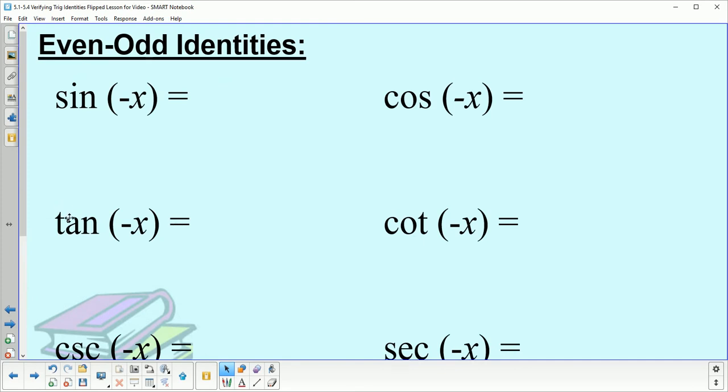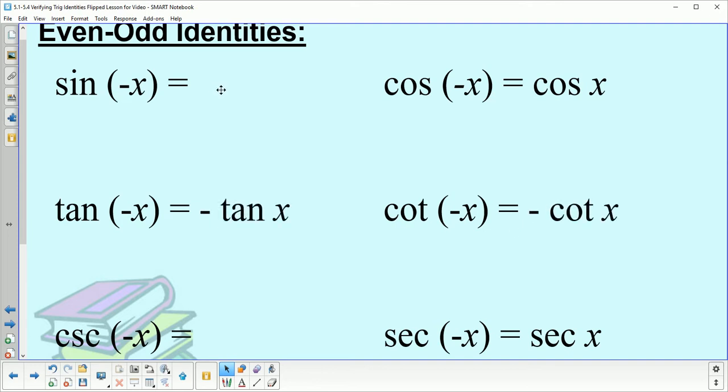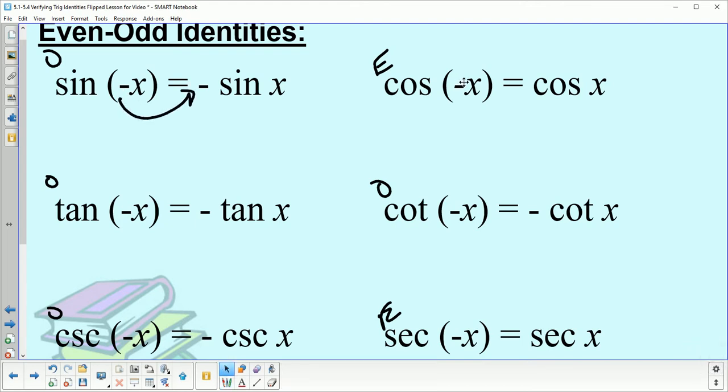Okay, even and odd identities, we have also talked about this. So remember, only cosine and secant are even identities, so the negative angle really means nothing in those 2. On all 4 of the other ones, you pull that negative sign out in front of each one. Okay, so cosine and secant again are even, and the other 4 are going to be odd. So on the odd, we pull that negative sign out in front. On the even, the negative sign just becomes positive.